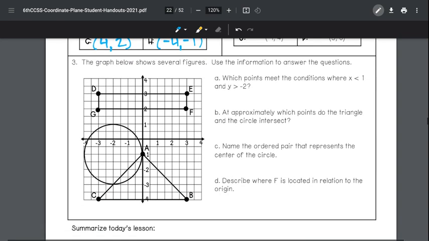Number 3, the graph below shows several figures. Use the information to answer the questions. A, which point meets the conditions where x is less than 1? Okay, that means if our x value is less than 1, it has to be smaller. So we're talking this blue area, okay? Have to be going this way. And y has to be greater than -2, which means it's in this area.